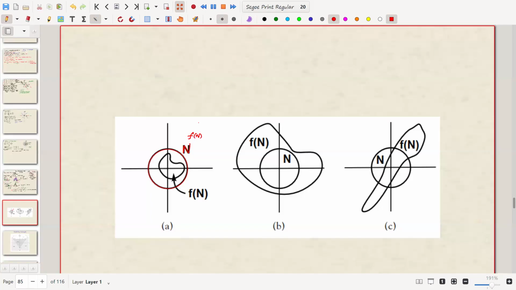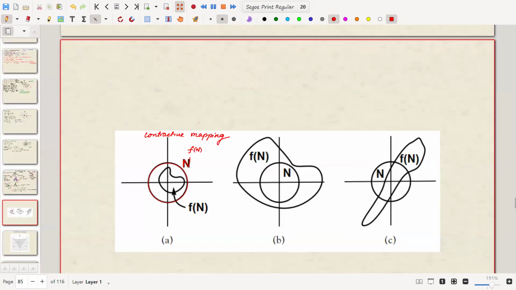It is mapping inside, so it is a contractive mapping. This is something known as a contractive mapping. In this case, you have N, but when you apply the F map to the region N, it is moving outside. So this is expanding. This is something known as an expanding map. So the nature of F is contracting here, and the nature of F is expanding here.